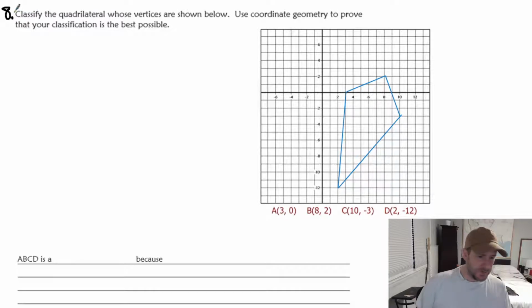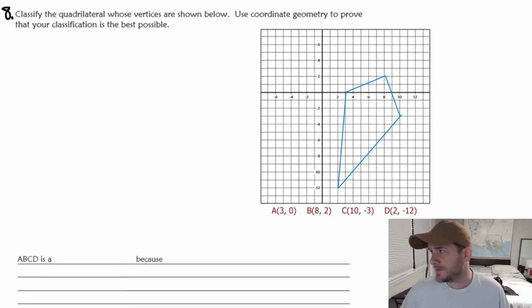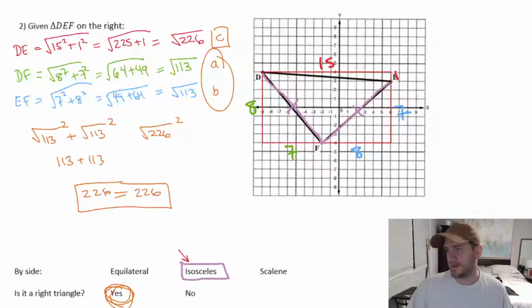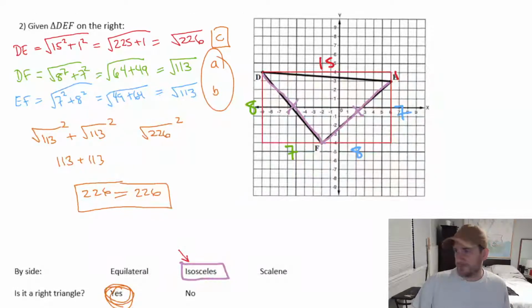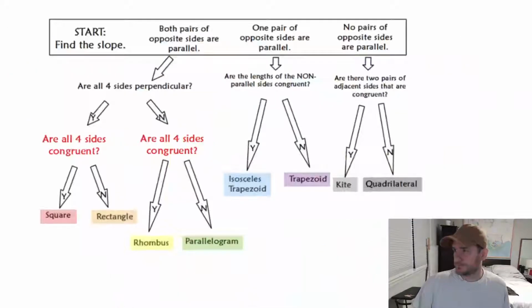So I'm going to go through all these problems, and then the video is going to be over. Hopefully by the end of this packet you'll know everything you need to know anyway. So take a look here. It says classify the quadrilateral where your slopes are a quarter, -4, a quarter, and -4. So where's my little cheat sheet? This guy.